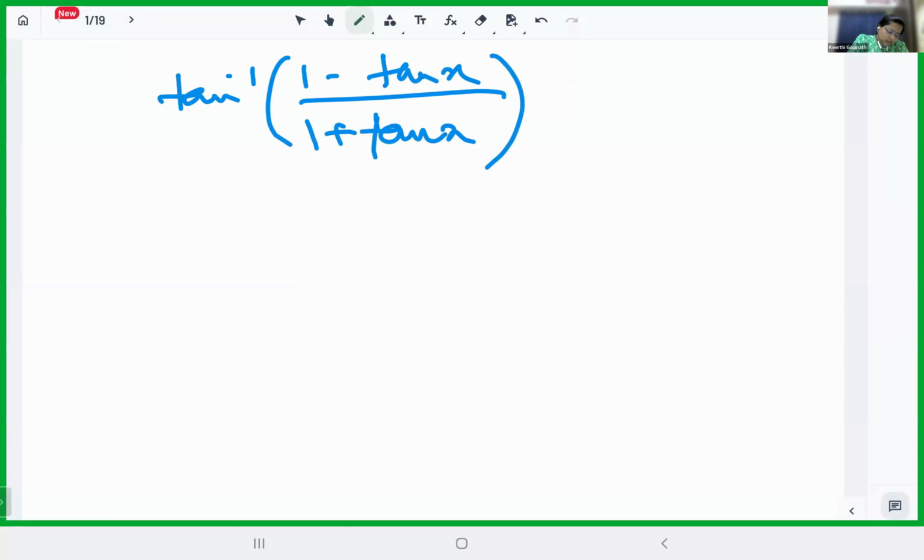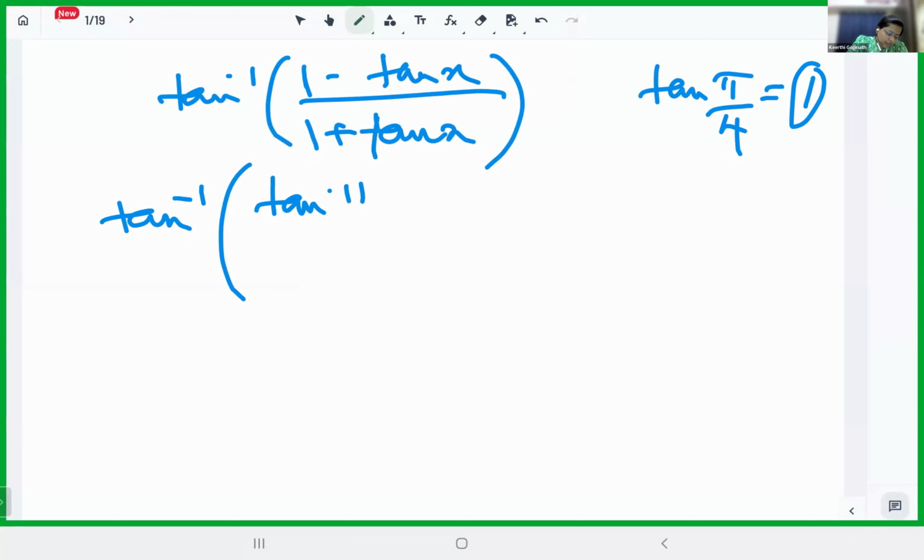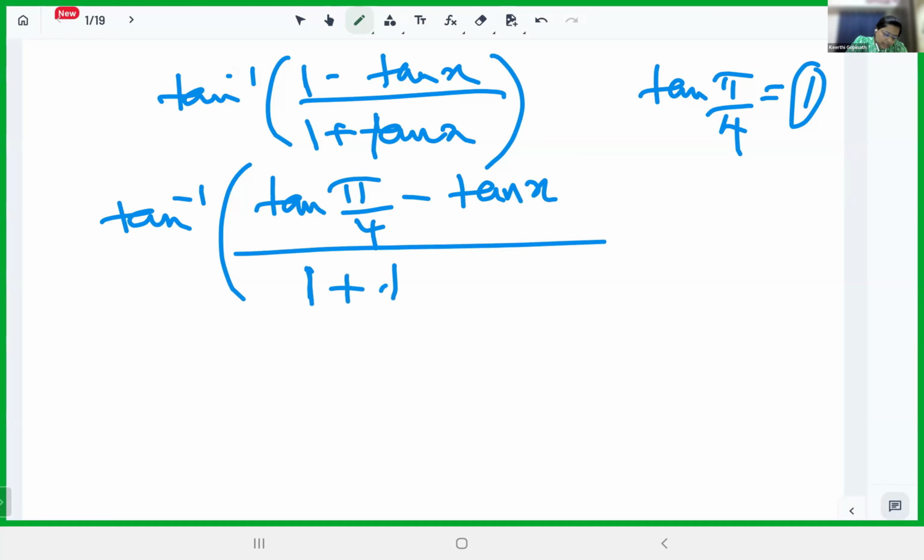Now I am going to write this 1 as tan pi by 4. The value of tan pi by 4 is 1, right? So in order to apply a trigonometric identity, I am replacing this 1 with tan pi by 4. That is tan inverse of tan pi by 4 minus tan x, and here 1 plus tan x into tan pi by 4. Have you understood this step?